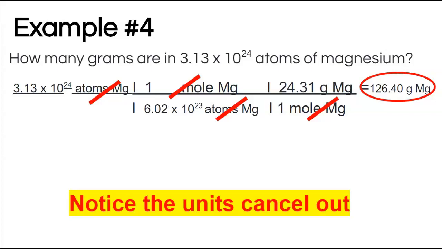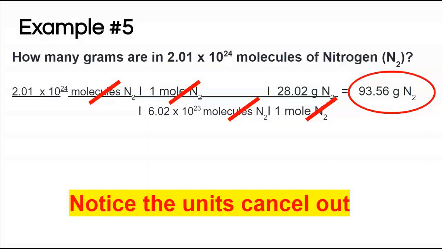Last example from your notes page. How many grams are in 2.01 times 10 to the 24th molecules of nitrogen? Notice that this is molecules this time because it's N2. Remember when we have atoms bonded together, that's a molecule. And because it's a Brinkelhoff element, nitrogen is N2. Again, I start with my given value, 2.01 times 10 to the 24th molecules.